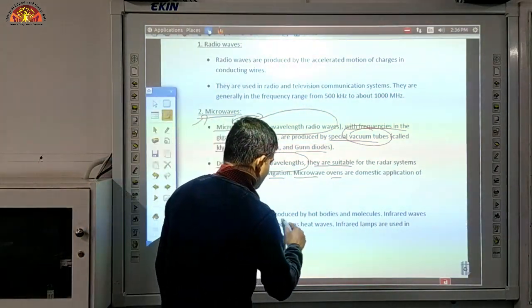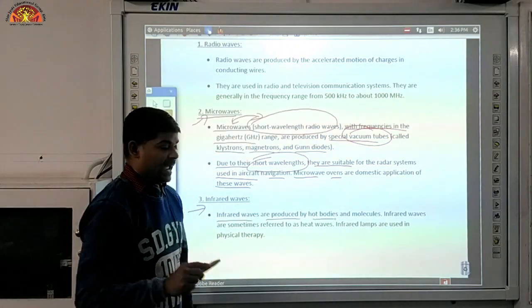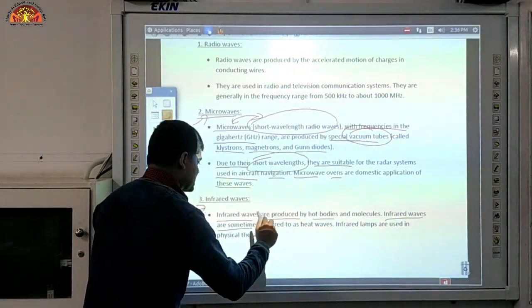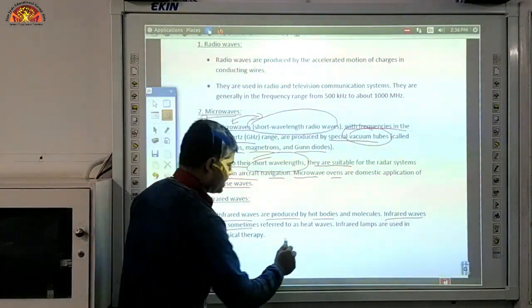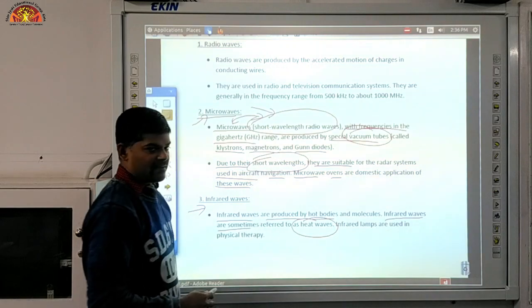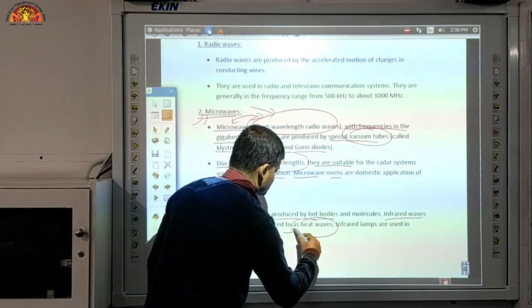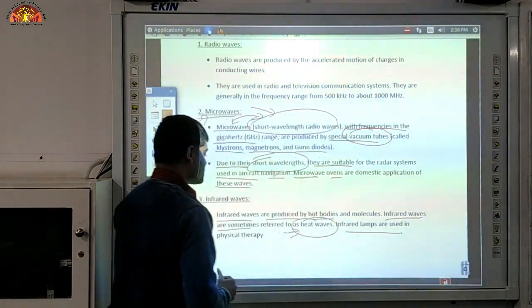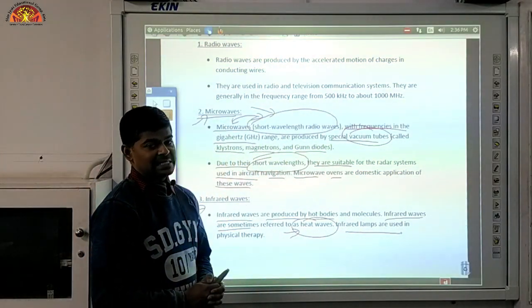Infrared waves are what? Are produced by the hot bodies and the molecules. Okay, now infrared waves are sometimes referred to as heat waves. तो बच्चों इनके जो सेकेंडरी नेम्स हैं, जैसे माइक्रोवेव्स के लिए कहा था this is a short wavelength radio waves, इंफ्रारेड के लिए बोल रहा हूँ this is heat waves, तो ये नेम्स भी आपको याद होने चाहिए. So infrared lamps are used in the physical therapy.